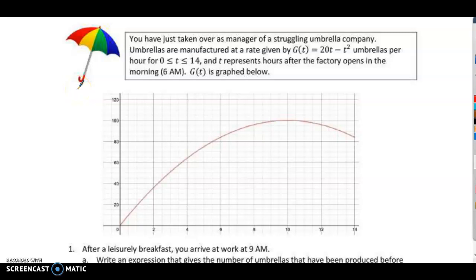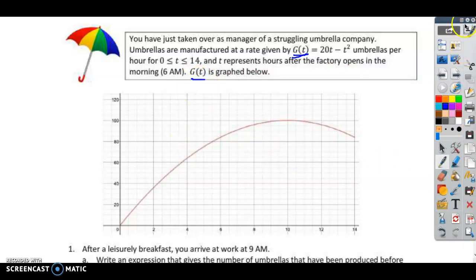Okay, Calculus, here's your first lesson of the day, Undercover. You have just taken over as manager of a struggling umbrella company. Umbrellas are manufactured at a rate given by G of T equals 20T minus T squared umbrellas per hour for hours 0 to 14, and T represents the hours after the factory is opened in the morning at 6 a.m. G of T is graphed, as you can see below, and that's also on your paper.